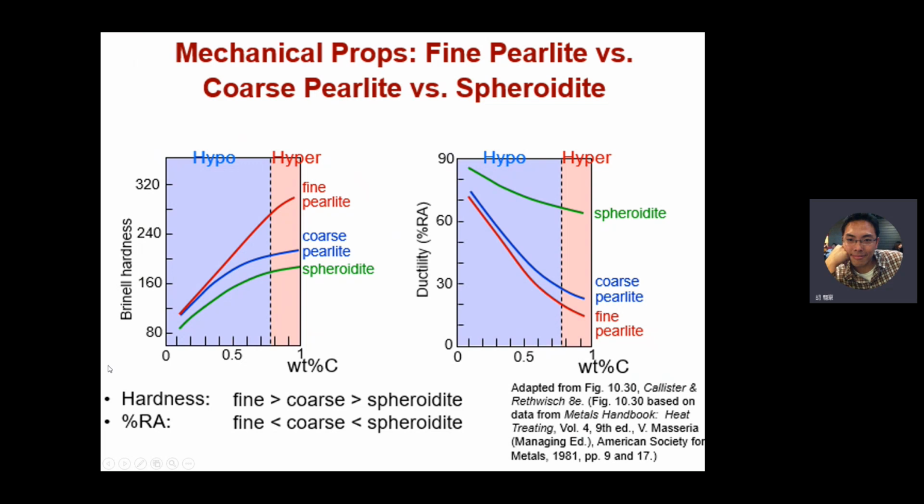Okay, so the mechanical properties of fine pearlite versus coarse pearlite versus spheroidite. Spheroidite is the spheroidized structure. We can compare these three different types of structure, fine, coarse, and spheroidite, with the hardness corresponding to the carbon content. We can see this at 0.6.